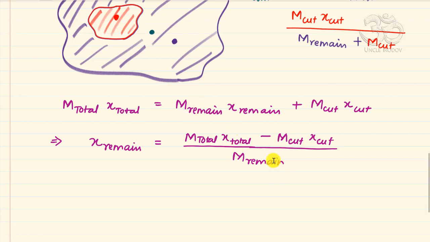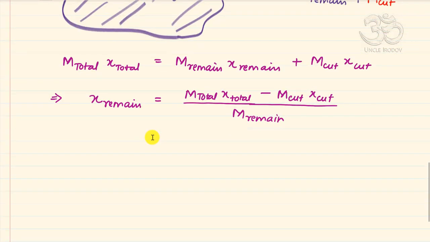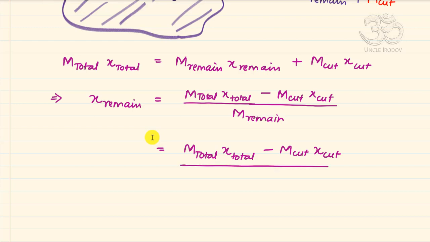And I can rewrite this m remaining as m total minus m cut. So you are going to get m total x total minus m cut x cut divided by m total minus m cut, and this is all equal to x remaining. This is the x coordinate of the center of mass of the remaining portion.